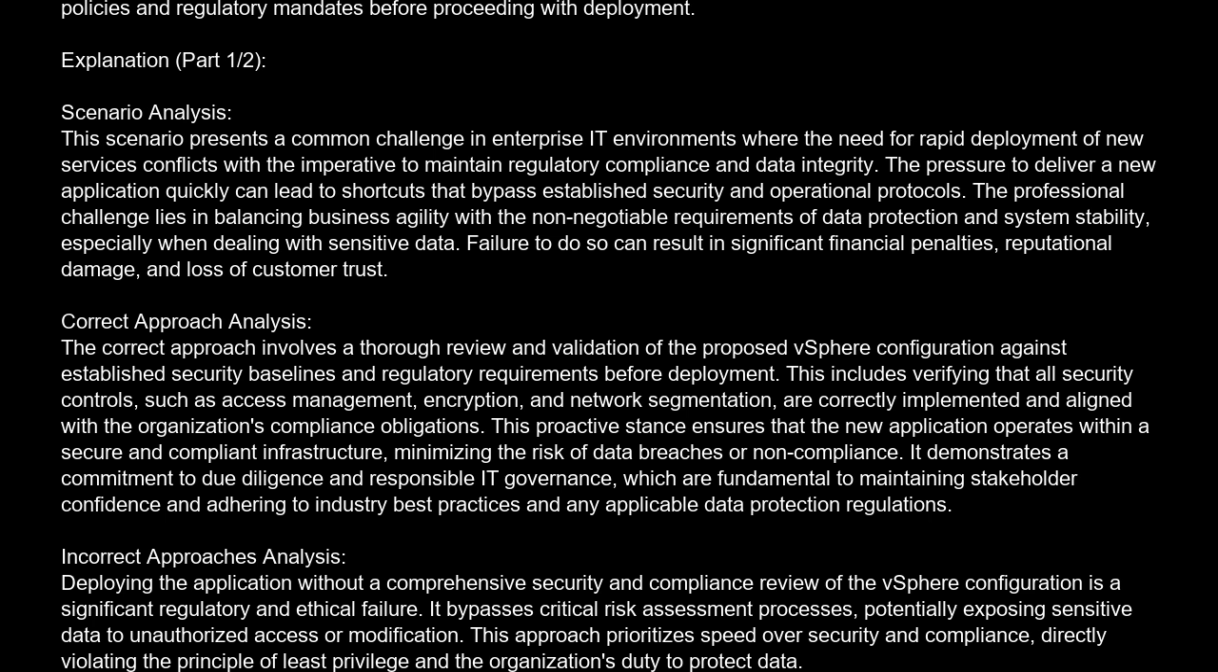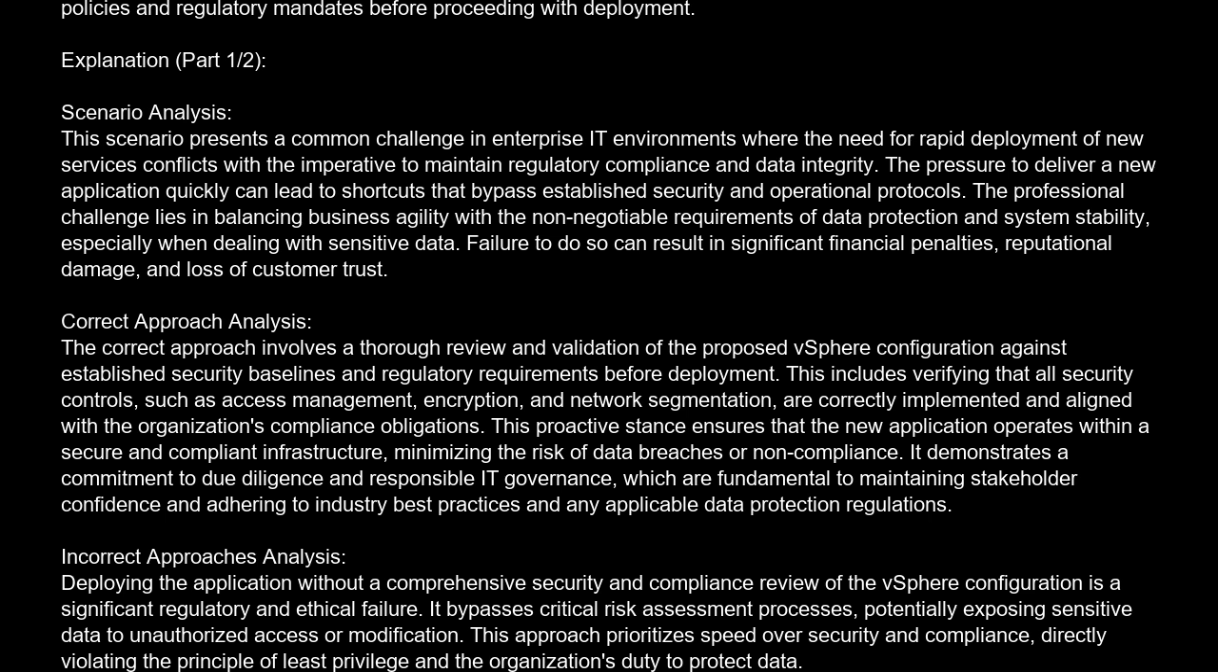Correct approach analysis. The correct approach involves a thorough review and validation of the proposed vSphere configuration against established security baselines and regulatory requirements before deployment. This includes verifying that all security controls, such as access management, encryption, and network segmentation, are correctly implemented and aligned with the organization's compliance obligations.